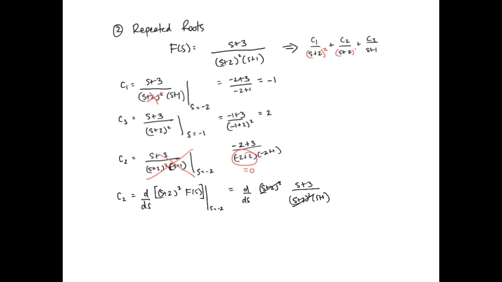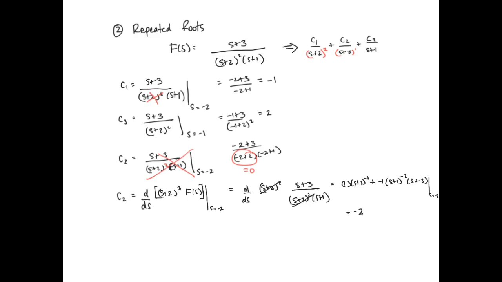And now you just have to take the derivative of s plus 3 divided by s plus 1. That's really straightforward. I'll write out the steps. You end up with 1 times s plus 1 to the negative 1, plus negative 1 times s plus 1 to the negative 2 times s plus 3. So here I use the product rule even though it's a derivative. Then you evaluate this at s equals minus 2. This gives you minus 2.